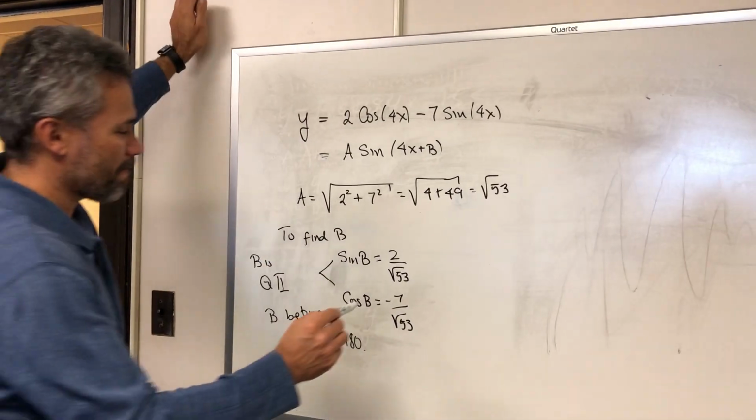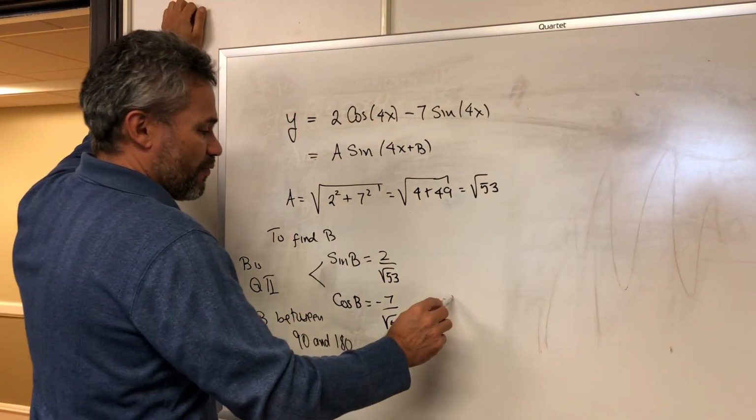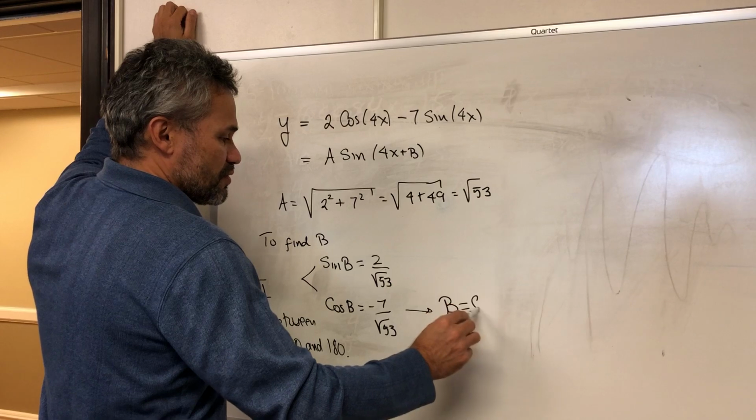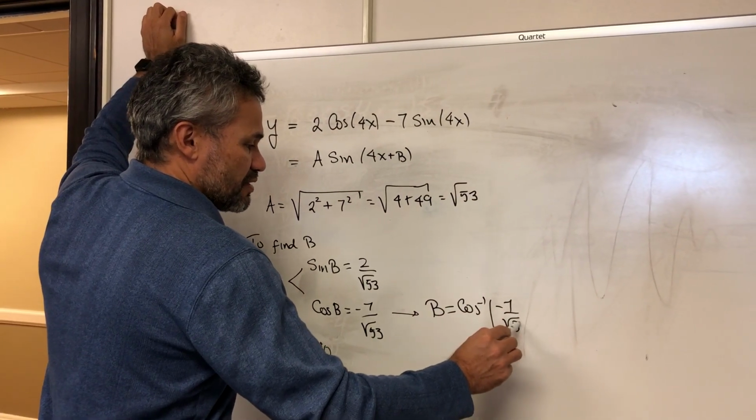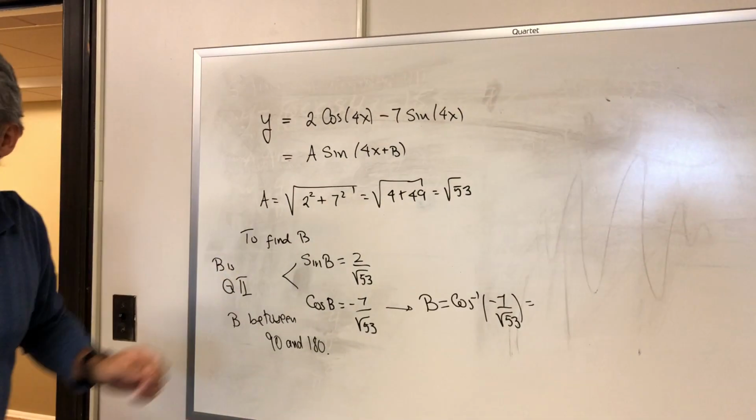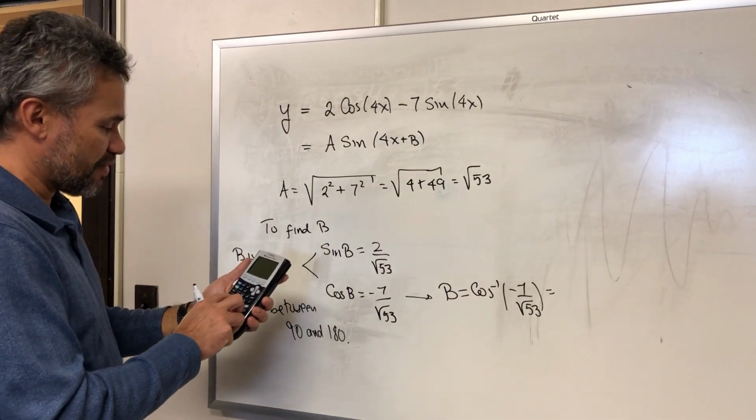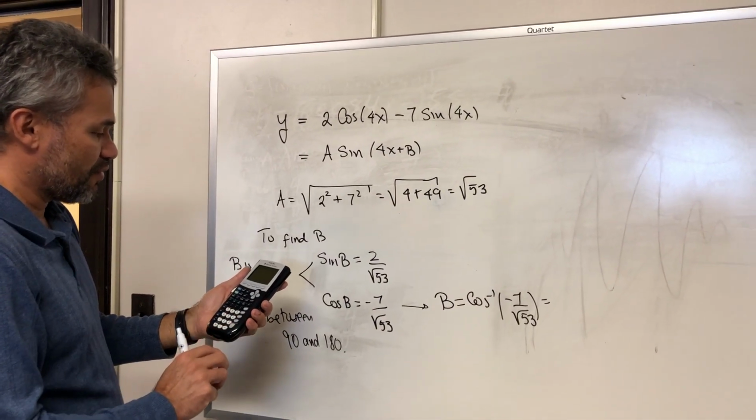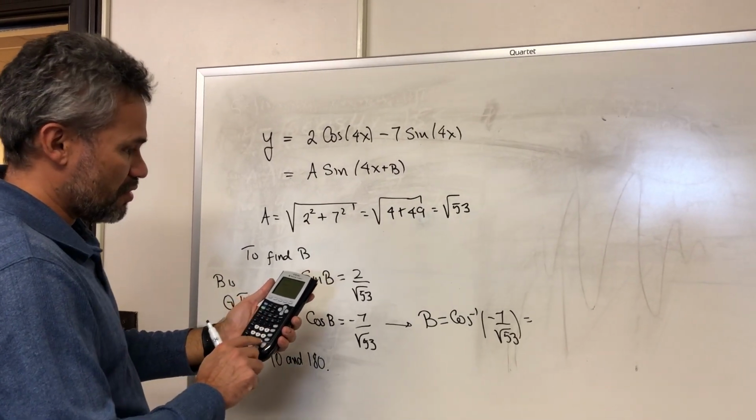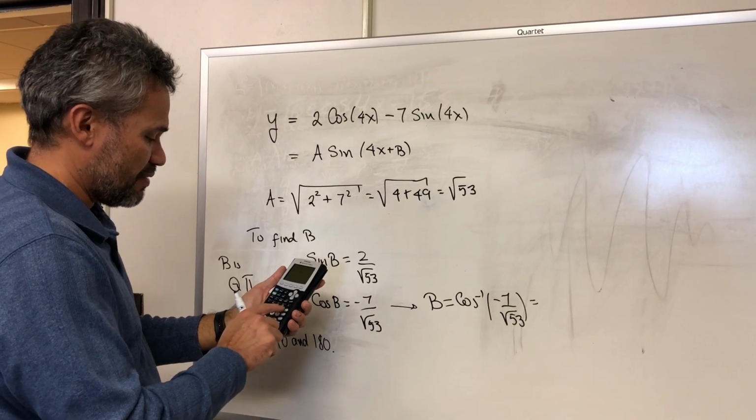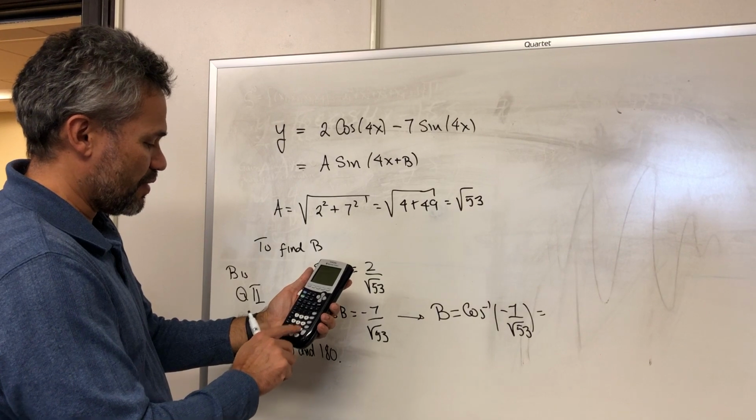Okay, now we can use either one. I think if I use this one, I will get the value right away. b is equal to cosine inverse of negative 7 over the square root of 53. Let me use the calculator. To check whether the calculator is in degrees, you do sine of 90. If you get 1, it is in degrees. Then let's do cosine inverse of negative 7 divided by the square root of 53.